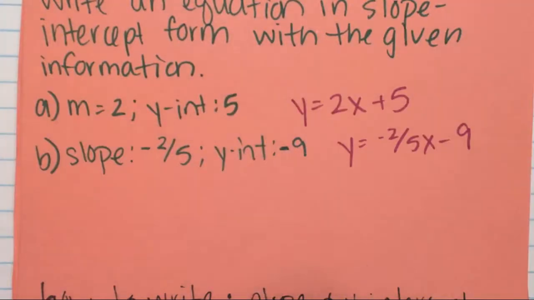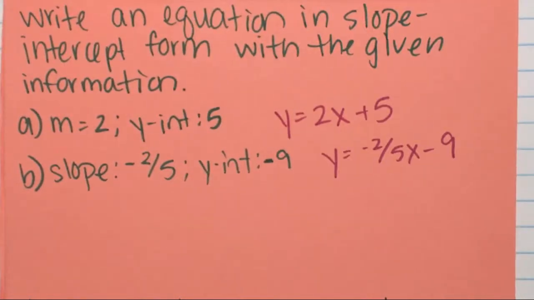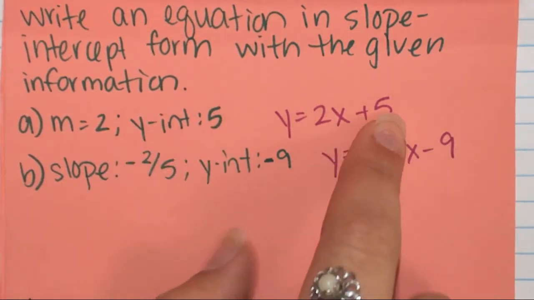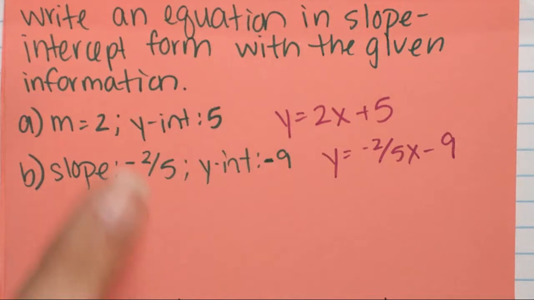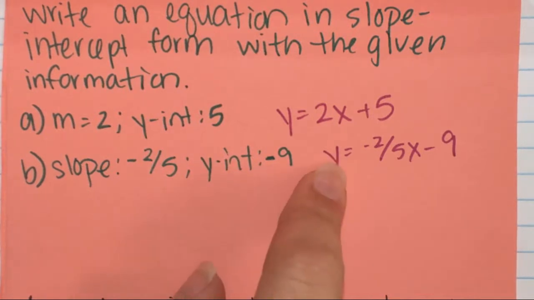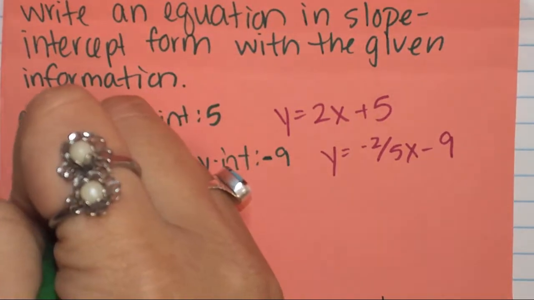This says write an equation in slope-intercept form with the given information. For A, we were told that m equaled 2 and the y-intercept was 5, so y equals 2x plus 5. For B, we said the slope was negative 2/5 and the y-intercept was 9, so y equals negative 2/5 x minus 9. We're going to do two more, and then we're moving on from this page.